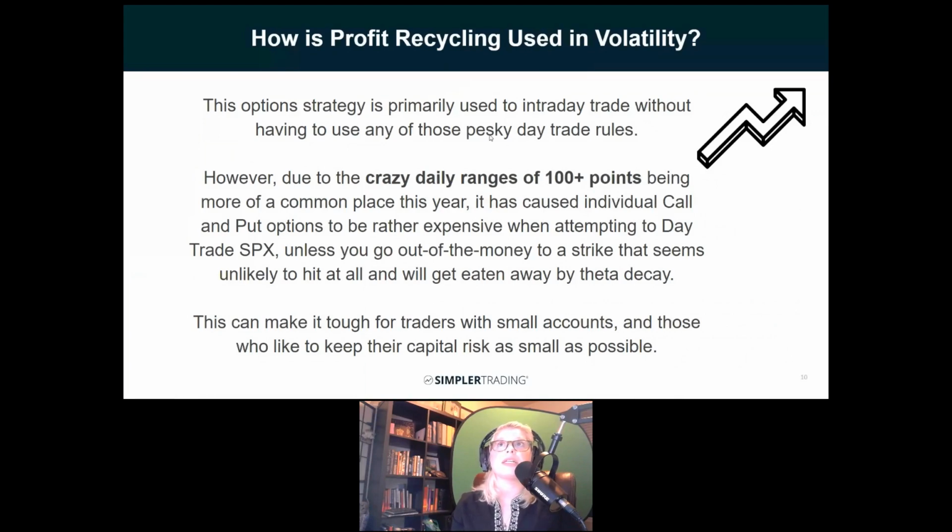However, right, in the past year, due to the crazy daily ranges of 100-plus points being a bit more of the norm, it has caused individual call and put options to be rather expensive when attempting to day trade SPX, or even when attempting to profit recycle in the traditional sense. So, unless you go out of the money to a strike that seems unlikely to hit at all and could potentially get eaten away by theta decay, it's been extremely hard to day trade this kind of market while still being mindful of your risk. And this can make it tough for traders, especially those with small accounts and those who like to keep their capital risk as small as possible.